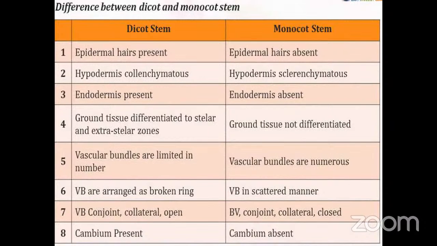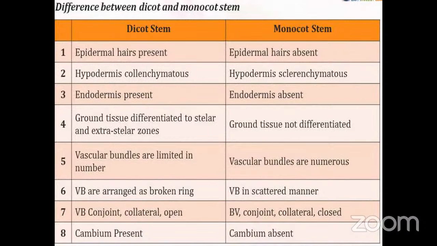In the monocot stem, ground tissue is not differentiated into outer cortex, inner cortex, endodermis and other stellar regions. Coming to the dicot stem, vascular bundles are limited in number, 6 to 8, and arranged in the form of a ring. Whereas vascular bundles are numerous in the monocot stem, with the smaller ones towards the periphery and bigger ones towards the center. In the dicot stem, vascular bundles are arranged as a broken ring because in between the vascular bundles you find medullary rays, whereas here vascular bundles are numerous and scattered.